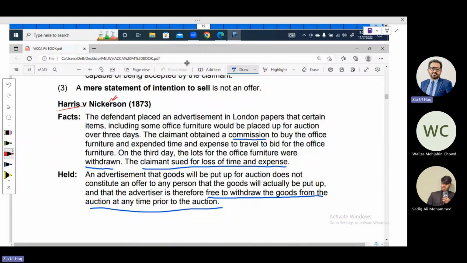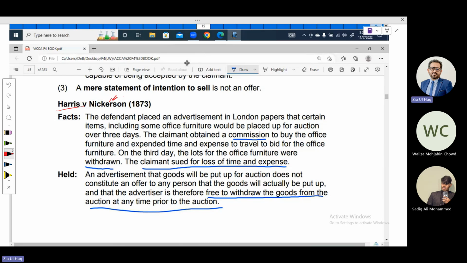And when Harris the claimant reached there, there was no auction. The claimant sued for loss of time and expenses. Why? Because he made an offer and I accepted it and I moved over there to buy that furniture at auction, but he withdrew. So he canceled the contract. So he needs to pay me damages for the time and the traveling expense that I have borne.